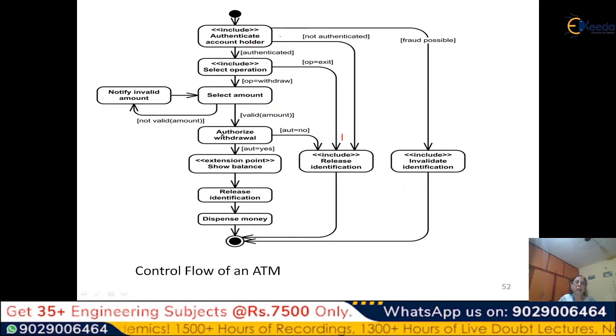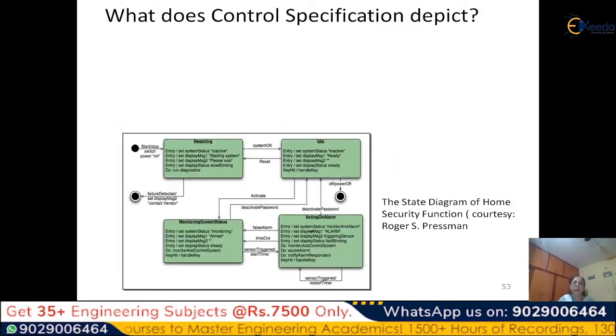Select the amount and then authorize the withdrawal, and there are extension points, like show balance. So there is an extension here: show the balance and release the identification. At the end of it, you release the identification and dispense the money. That means you close the transaction. Initially you look for the authentication, then you look for the amount, then you check the balance, and you show the balance. So this is the normal flow. We are showing the normal flow, as well as some of the exceptional flow. The control flow is being shown. At the end of it, it all comes to the end.